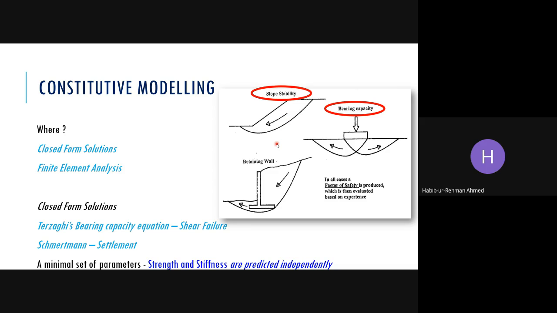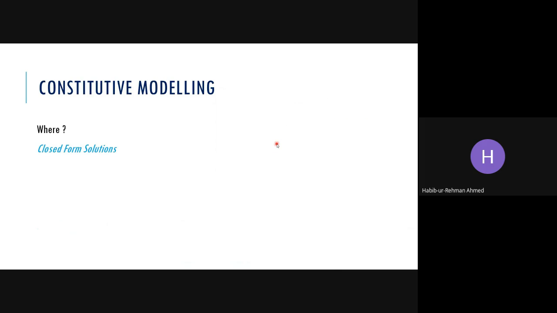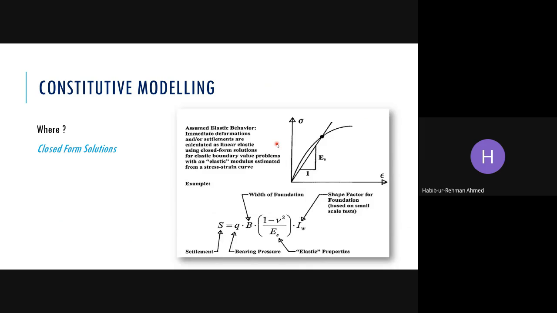When we use it for bearing capacity, even then we get only the factor of safety against shear failure. And for retaining walls, the general failure stability of the retaining wall is also assessed through closed form solutions based on this model. This is one of the limitations. All these are based on shear failure analysis, or the factor of safety against shear failure in general. And then we have closed form solutions for settlement analysis.